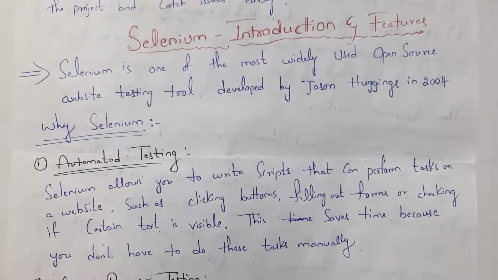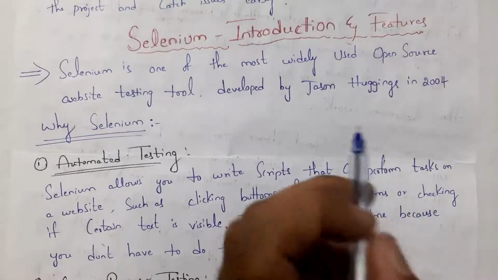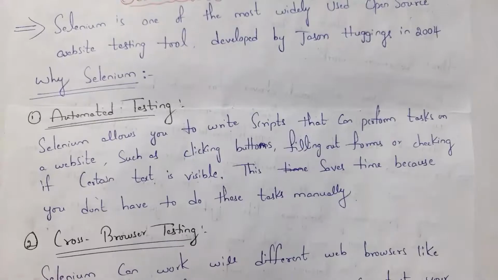Guys, Selenium is one of the famous open source testing software. By using this software, we can test websites. And the Selenium software was developed by Jason Huggins in the year 2004. These are some of the features of Selenium, and the first one is automated testing.